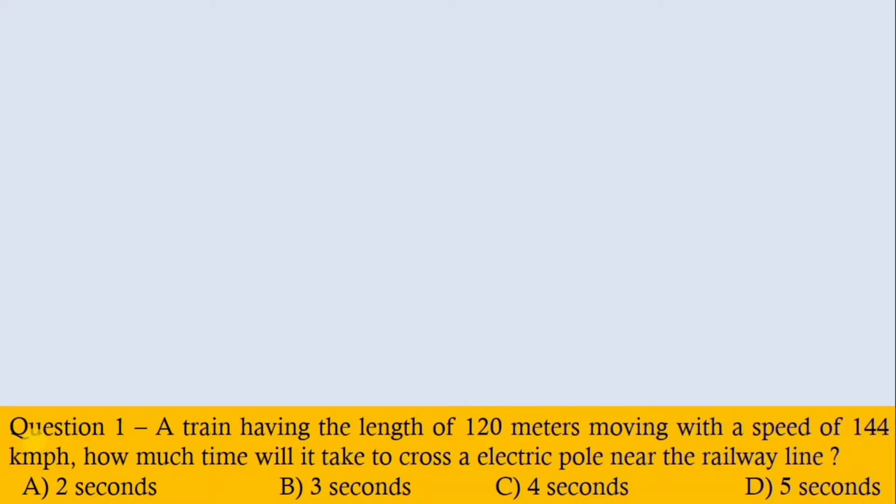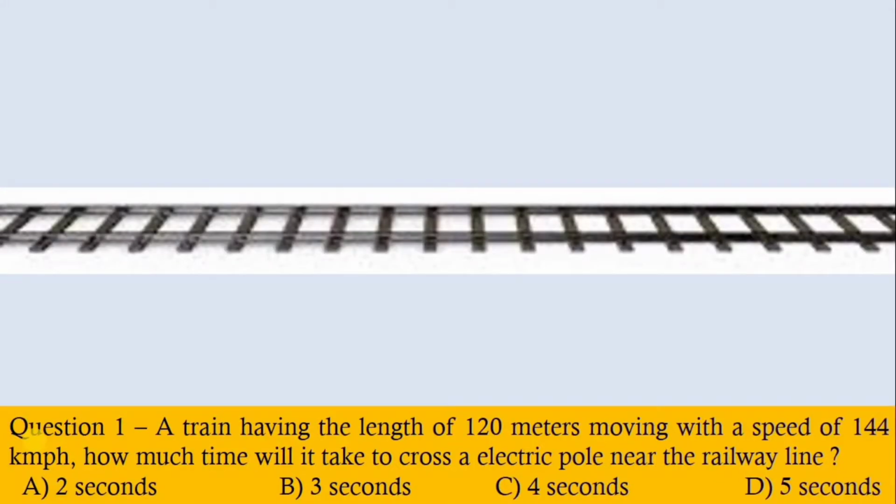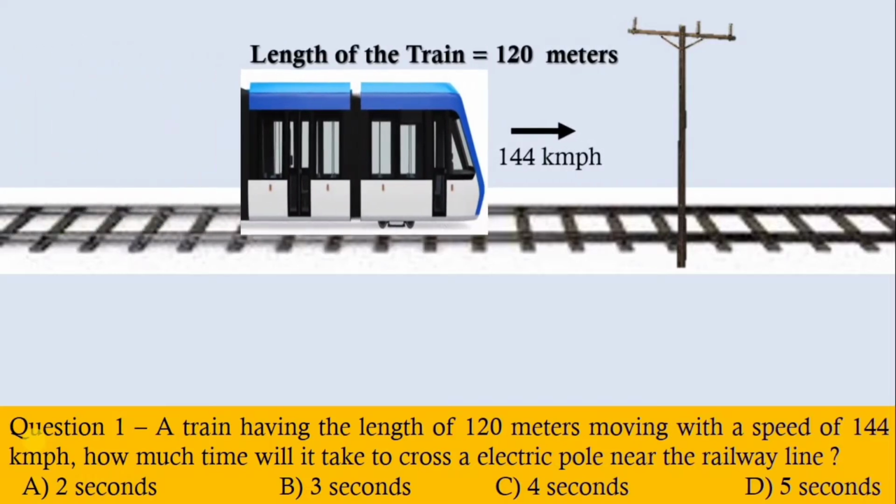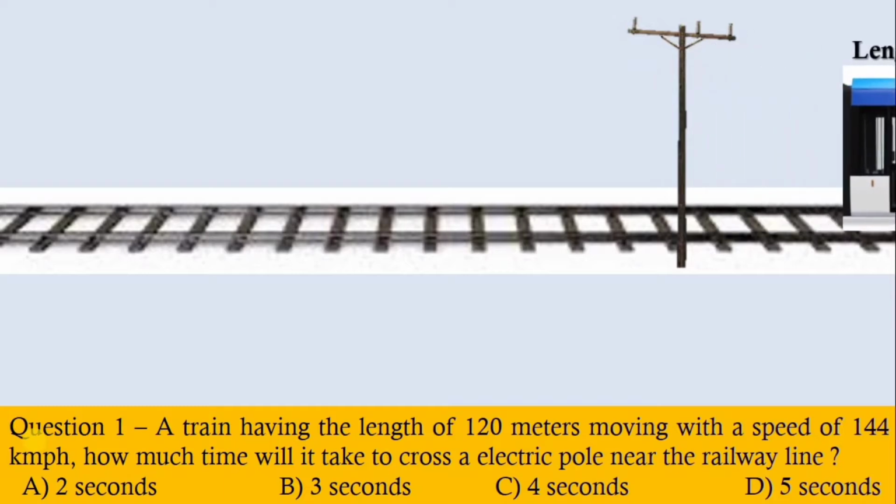Now see question 1. A train having a length of 120 meters moving with a speed of 144 km per hour. How much time will it take to cross an electric pole near the railway line? Through the animation we will simplify this question. Now we have a railway line and near this railway line there is an electric pole. The train, which has a length of 120 meters, moves with a speed of 144 km per hour on this railway line and crosses the electric pole. For crossing this electric pole, we need to calculate how much time it will require.